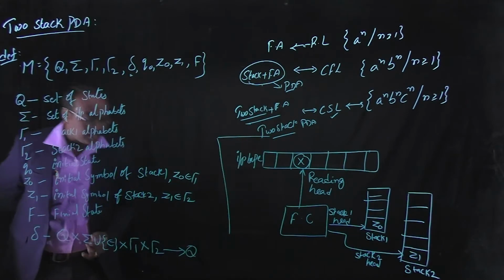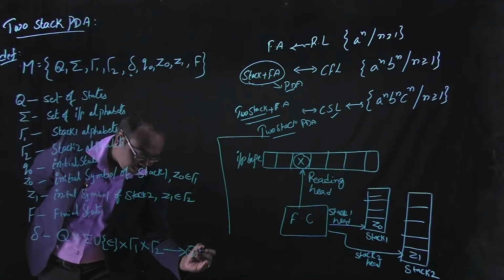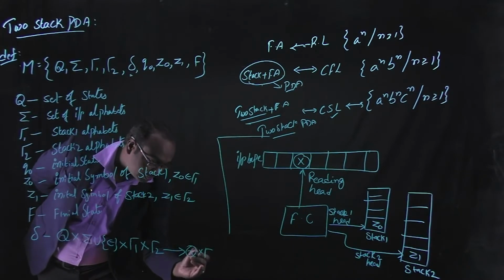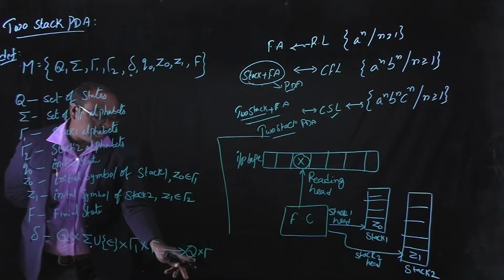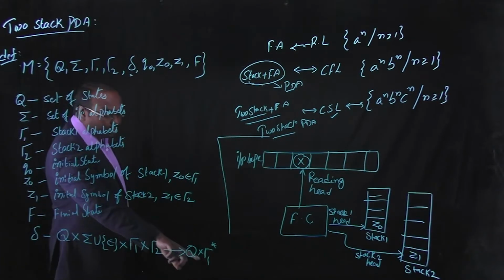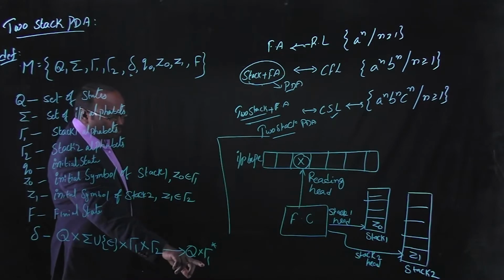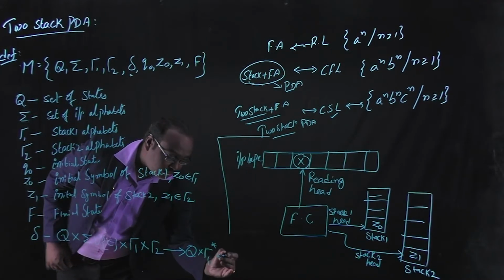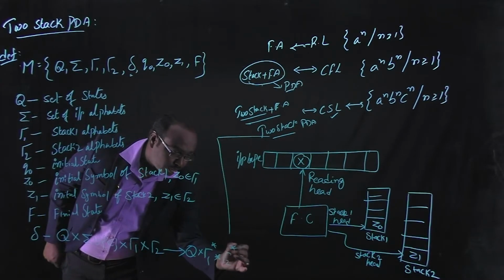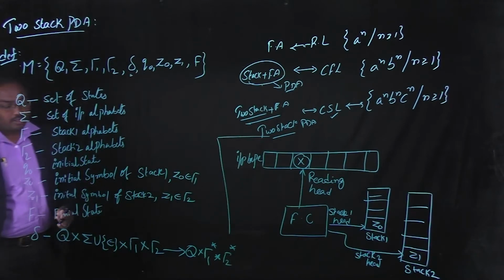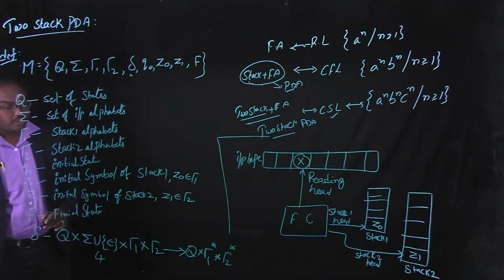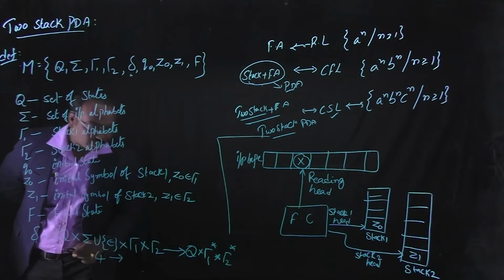move to any state in capital Q. The first stack symbol may be pushed or popped, and for the other stack, that means tau 2, the symbol may be pushed or popped. So these are the transition functions. In this transition function, it will take a 4 tuple as input and it produces a 3 tuple.